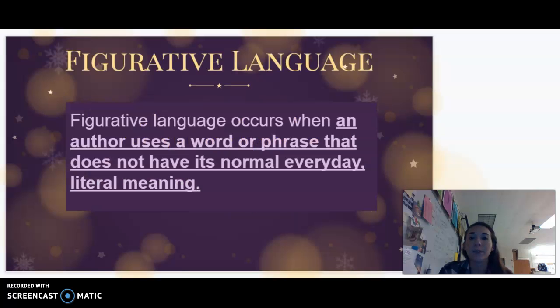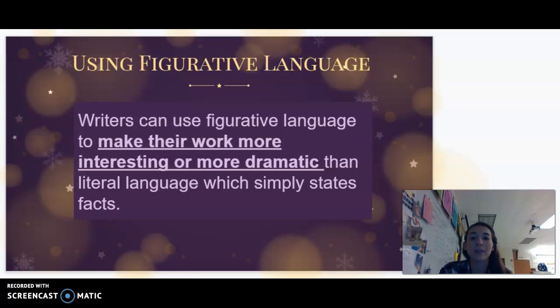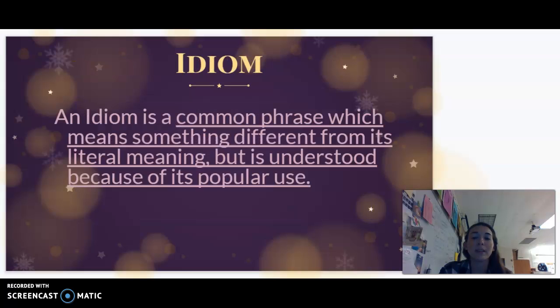Let's start off with a review of what figurative language is, technically. Figurative language occurs when an author uses a word or phrase that does not have its normal everyday literal meaning. So, authors tend to use figurative language to make their work more interesting or dramatic than literal language which simply states facts. We're going to start off part 2 of our notes by talking about idiom.